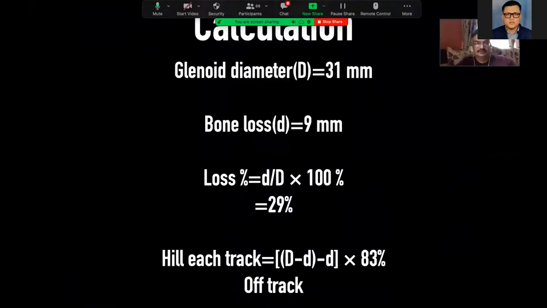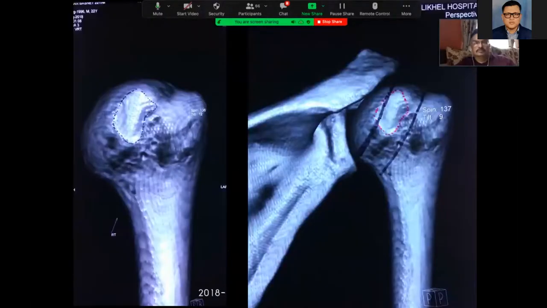So this was the bone loss. The total diameter of the normal glenoid was 31 millimeters, and compared to that, the abnormal glenoid had 9 millimeters of bone loss. So the percentage of bone loss was 29%. We calculated the tracking diameter with this formula and plotted it onto this CT scan, which showed that the Hill-Sachs is off track.